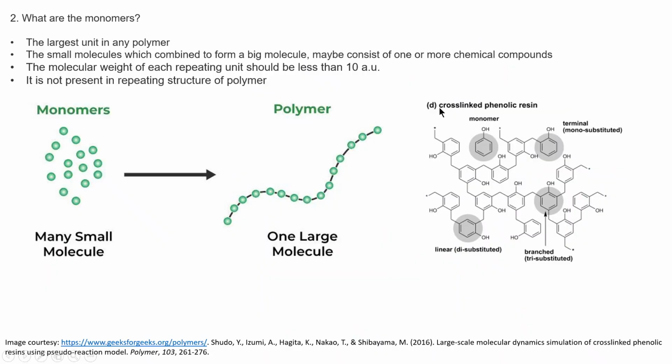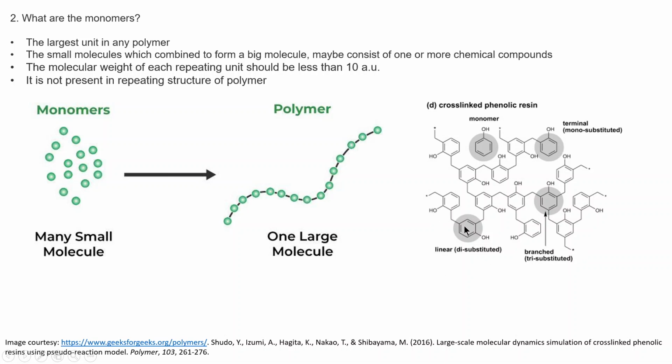Another example would be that if these were to link together in a branched manner, they would form something like this. This is a cross-linked phenolic resin. You can see that the monomer here is a phenol group, the benzene ring with an OH attached to it. So these are the phenol groups, and see how they are branched together. You can see the branching orientation of all the phenol groups and how they are substituted. You can see the substitution types also. The terminal groups are there, branched or linear.